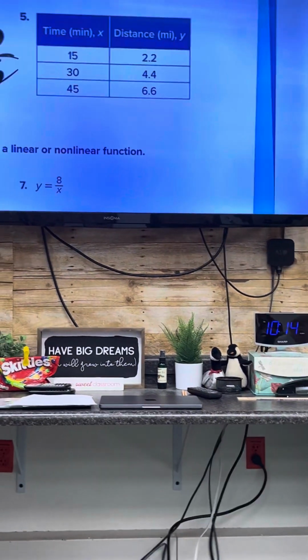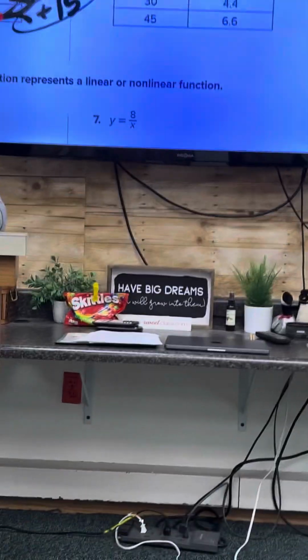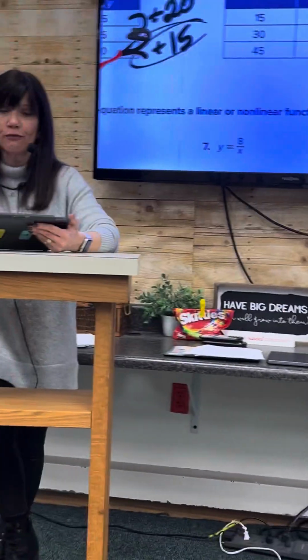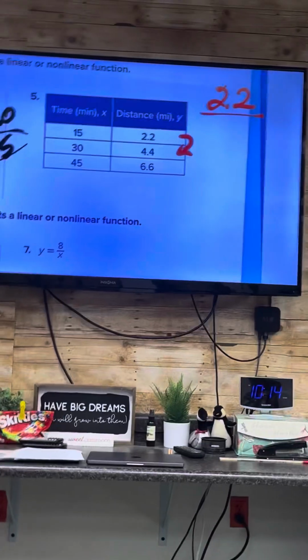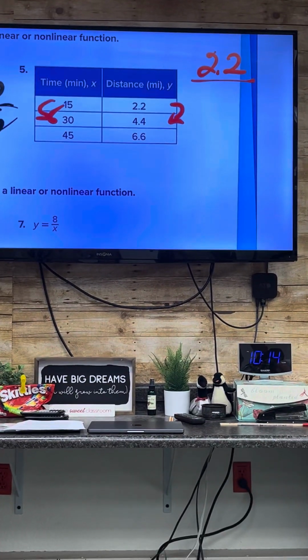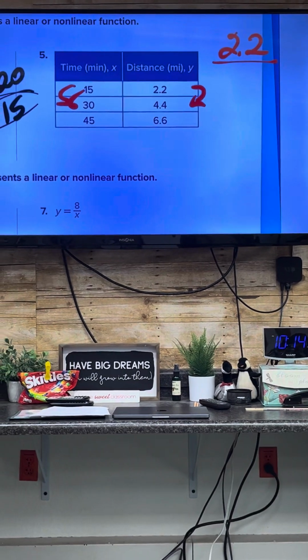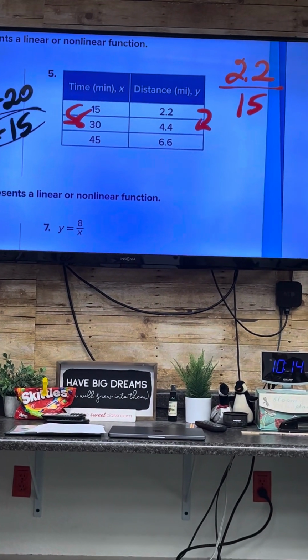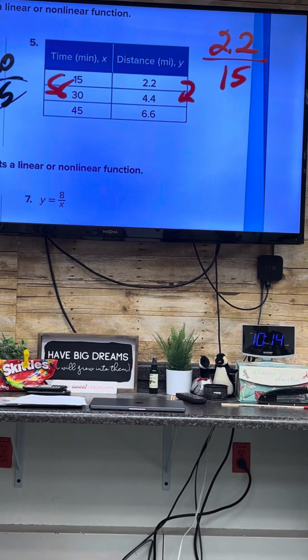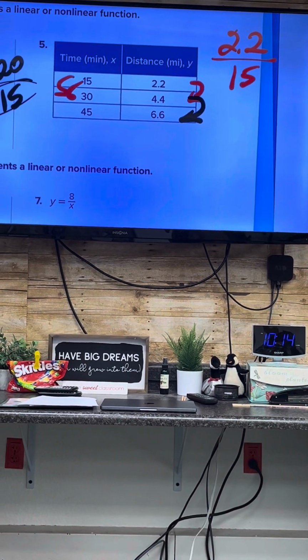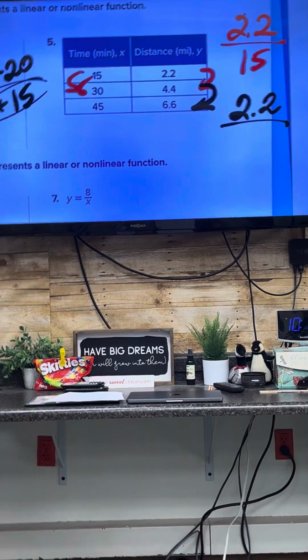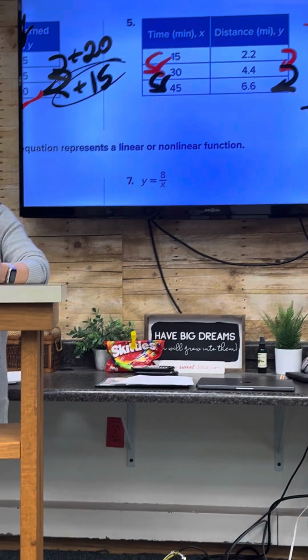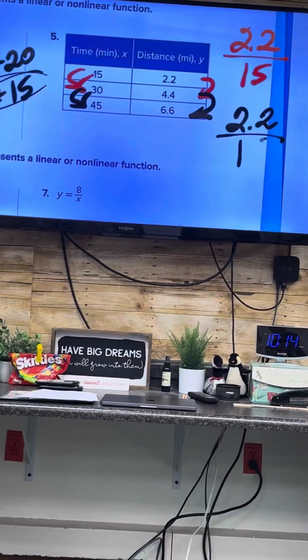We're going to do number 5. Guys, what is my change in Y right here from 2.2 to 4.4? Call it out. 2.2. Excellent. What is my change in X from 15 to 30? Say it. 15. Excellent. And then tell me, please, what are my changes in Y for the second two? 2.2, also 2.2. And what are my changes in X? 15, also 15.